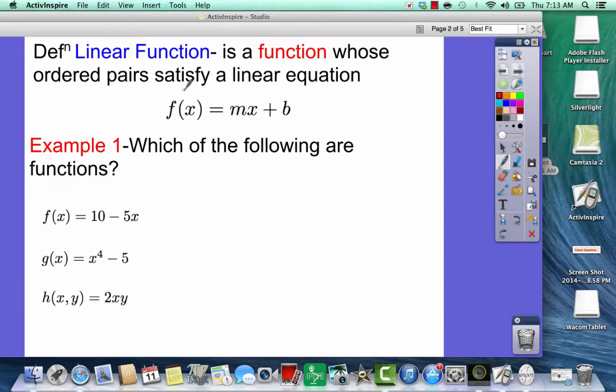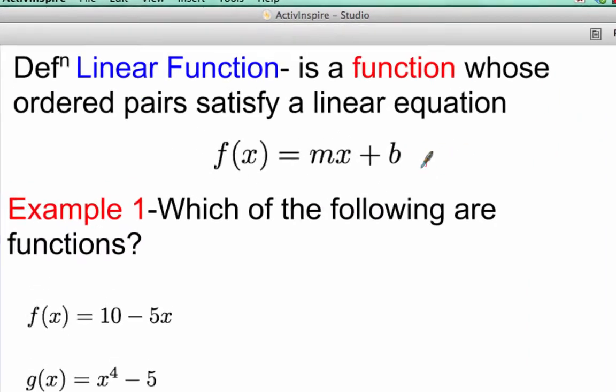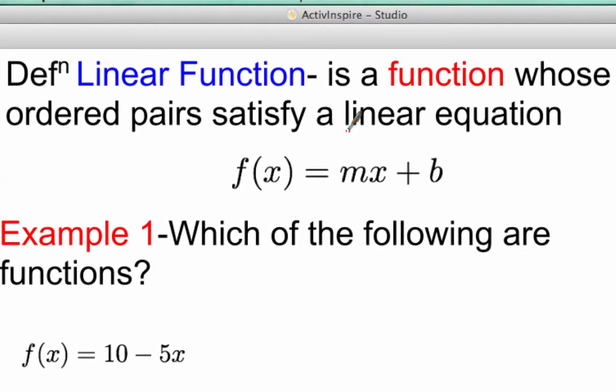When you get into what a linear function is, going from a linear equation, a lot of it just has to do with notation. They change your y value, your output, to f of x. That's function notation. A linear function is a function whose ordered pairs satisfy a linear equation. What that means is that when you plug in your ordered pairs, you get a statement that's true.